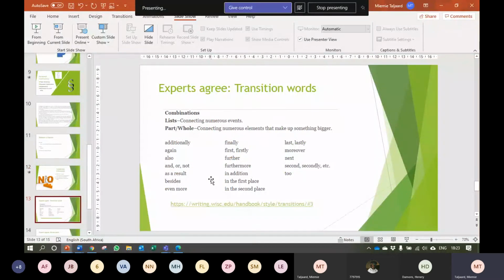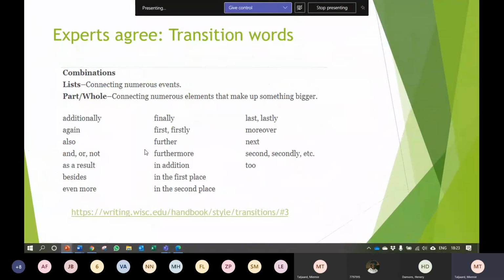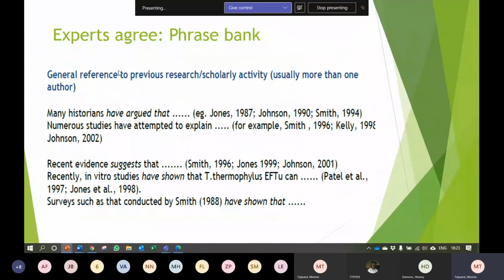The second piece of advice I'm giving you is this: the phrase bank. We want to have two experts in one sentence, and they agree. Many scientists have argued that, and there you put your expert. Surveys such as that conducted by so-and-so, date, have shown that.